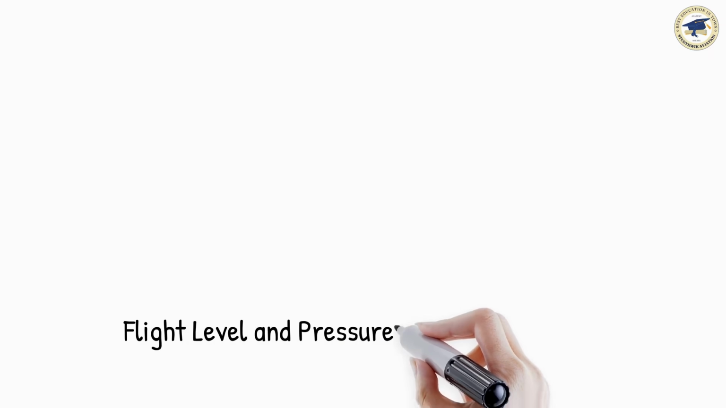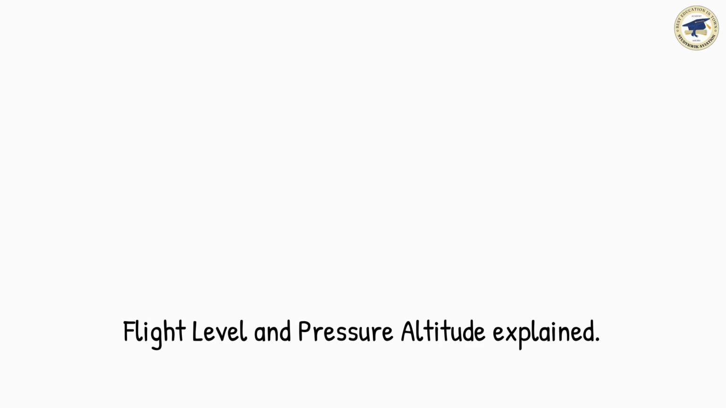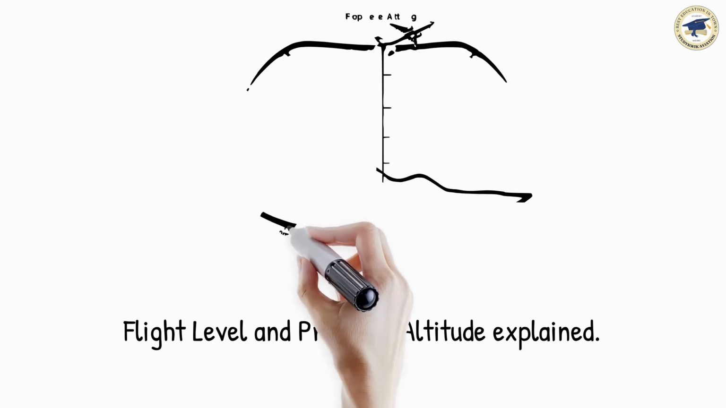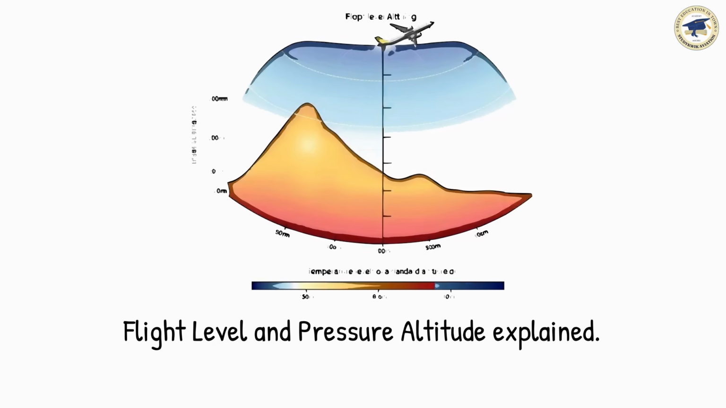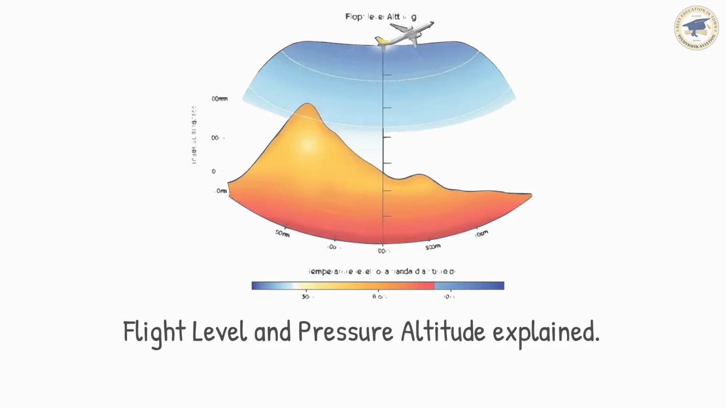Next is flight level, also called pressure altitude. It's the pressure difference from a datum of 1,013 hectopascals, converted into feet using ISA. Under ISA, flight levels equal true altitude, but in real weather, temperature variations mean flight level differs from actual altitude.